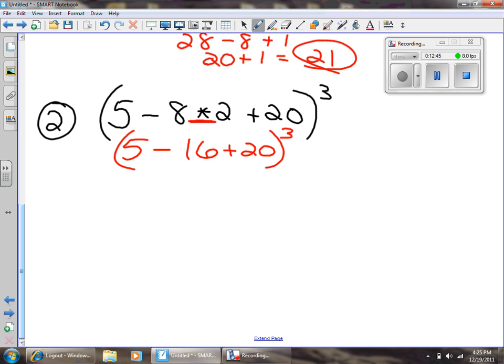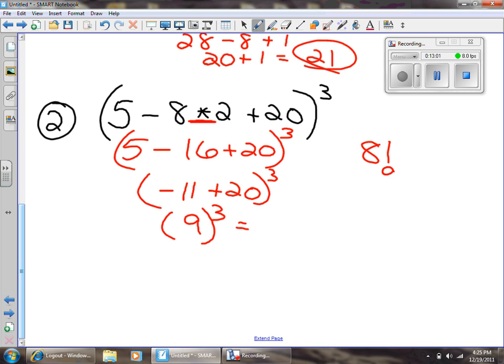Quantity cubed. 5 minus 16 is -11 plus 20. And then I'm going to get a positive 9 to the third power, which means 9 times 9 times 9. Well, I know 9 times 9 is 81. 81 times 9 will be 729. And there we go.